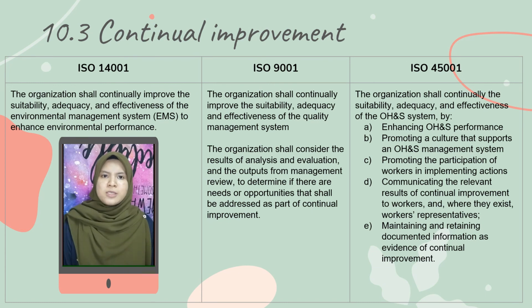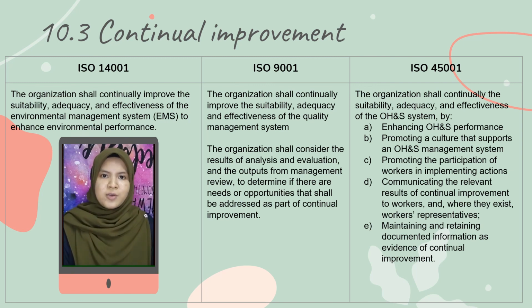In 10.3, which is continual improvement, the organization shall continually improve the suitability, adequacy, and effectiveness of the EMS to enhance environmental performance in ISO 14001, while in ISO 9001, the organization shall improve the suitability, adequacy, and effectiveness of the QMS, and the organization considers the results of analysis and evaluation to see if there are opportunities for continual improvement. And lastly, the organization in ISO 45001 shall continually improve the suitability, adequacy, and effectiveness of the OH&S system.